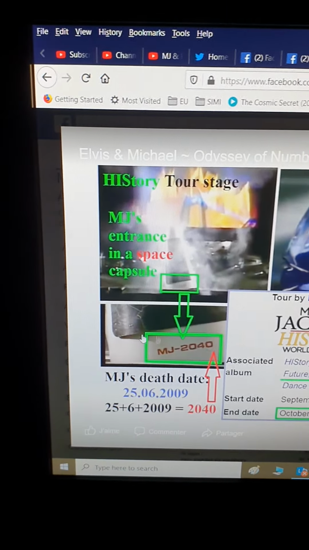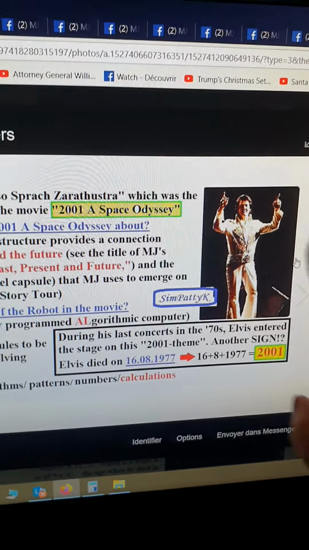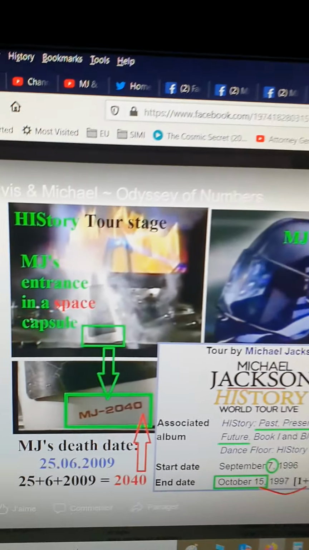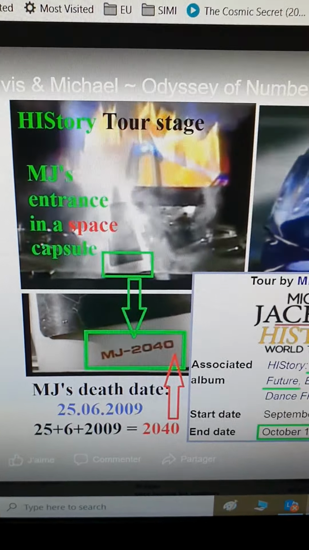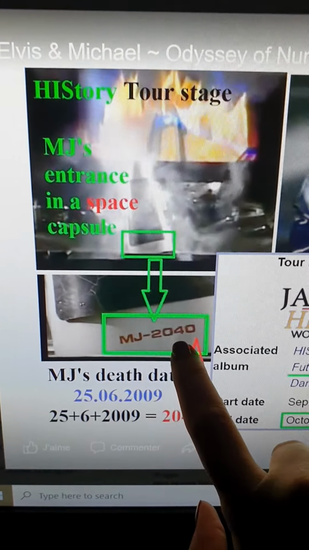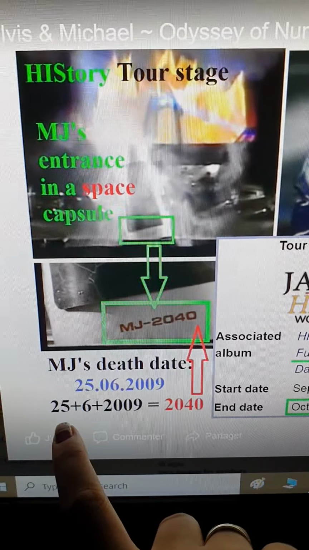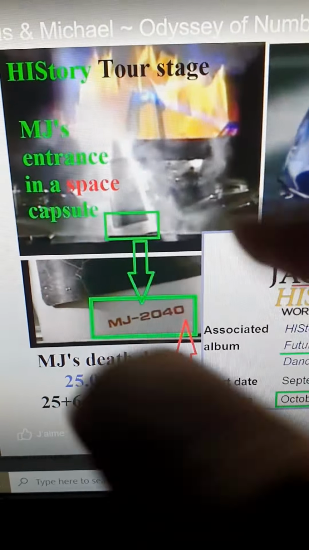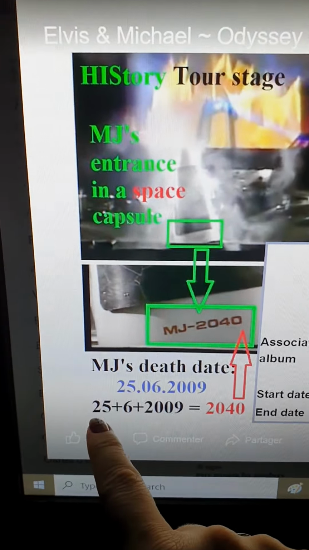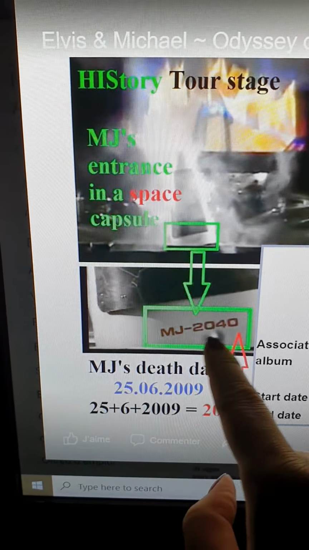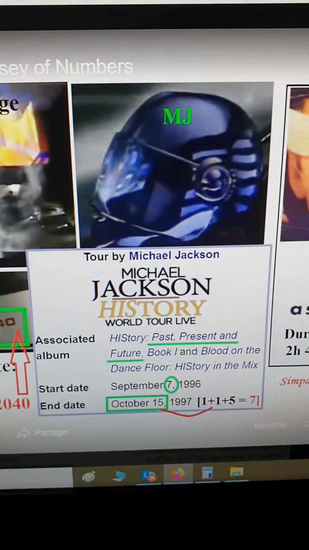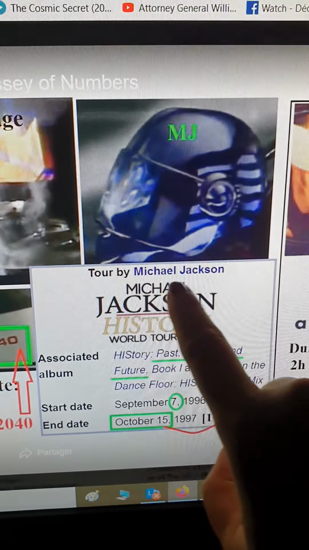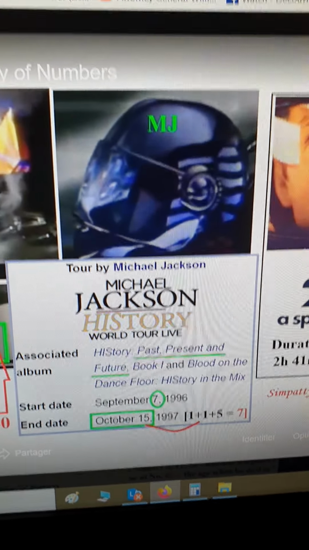Just like Elvis left clues in his last concerts on his suit with this music theme, Michael also left clues in his last tour with this. This is actually the date of death. How could he have known, unless it was planned, to so-called die on this date, that if you add those numbers you come up to this? Okay, this is Michael inside the capsule, or this is what we are shown at the beginning of his History concert.